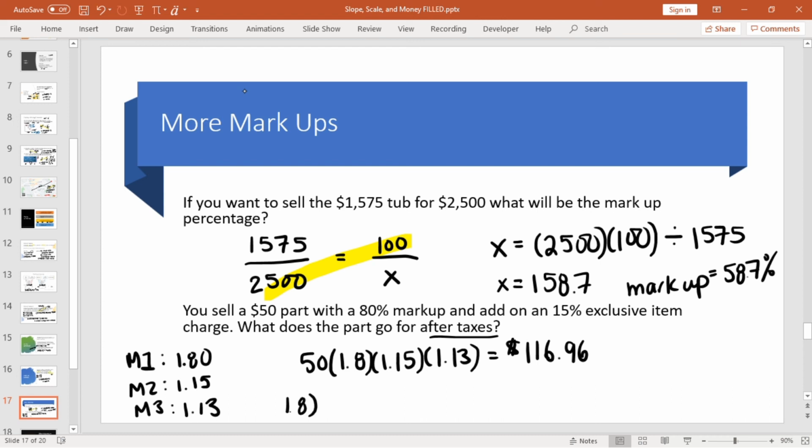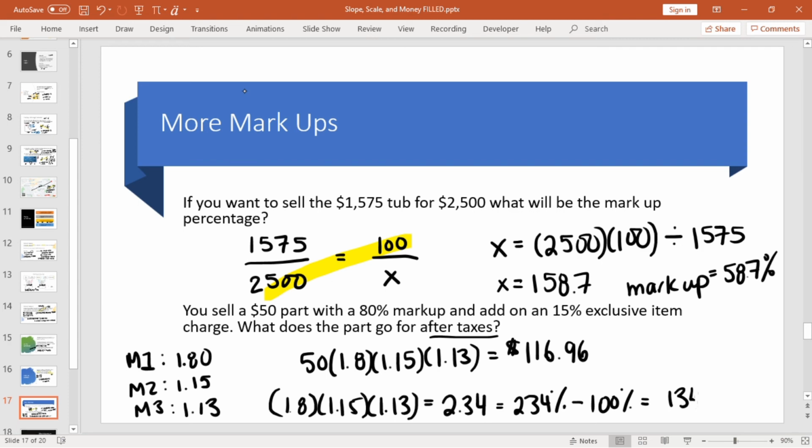And if we look at that and we want to find out what that markup actually was, we would have just multiplied our complementary things, and that would have given us 2.34, which is 234%, which means that we have to subtract the original price. So our markup on the original actually ended up being 134%. And if you had added these three numbers in, the 80 and the 15 and the 13, it wouldn't have been nearly as nice. It would have been 108%. So it always works in your favor.